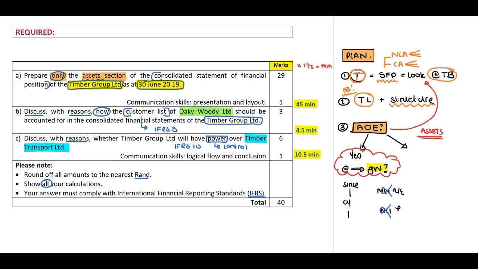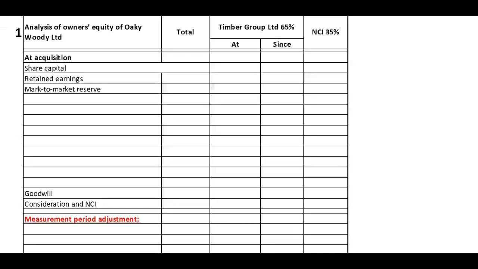Now, you don't have to use your analysis of owner's equity. Therefore, you can state, no, I'm not going to use this. But guys, if you make use of the analysis of owner's equity, focus. We only need assets. Therefore, please don't waste your time. Right? Now, you will then identify on a new page. I will indicate that this is my calculation number 1, and this is going to be my analysis of owner's equity of Okie Woody. Guys, don't waste time, please.